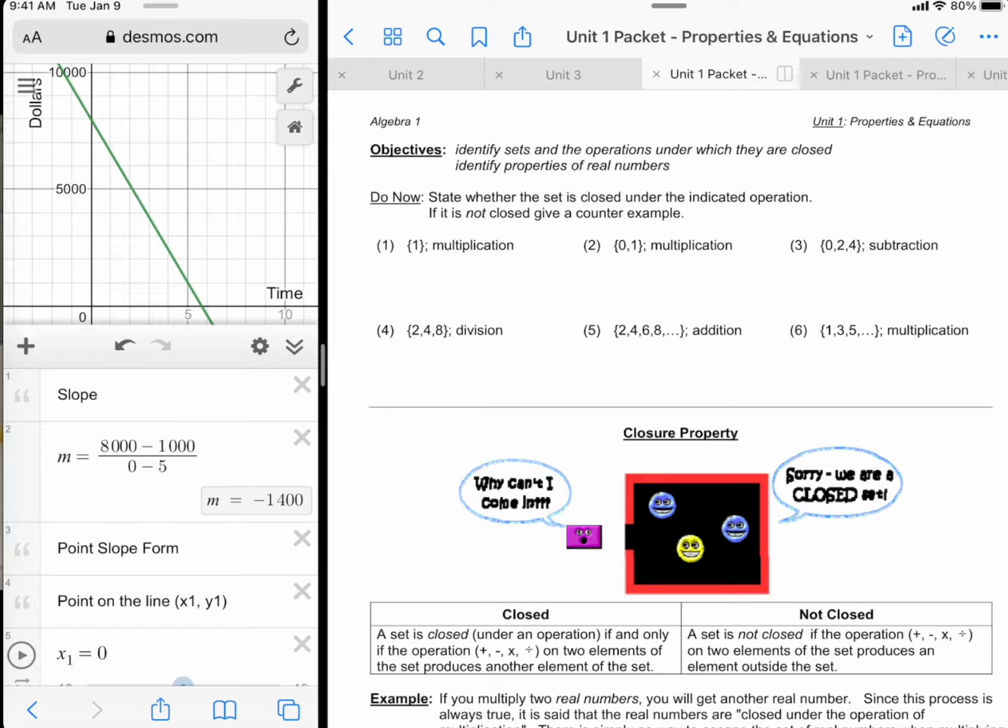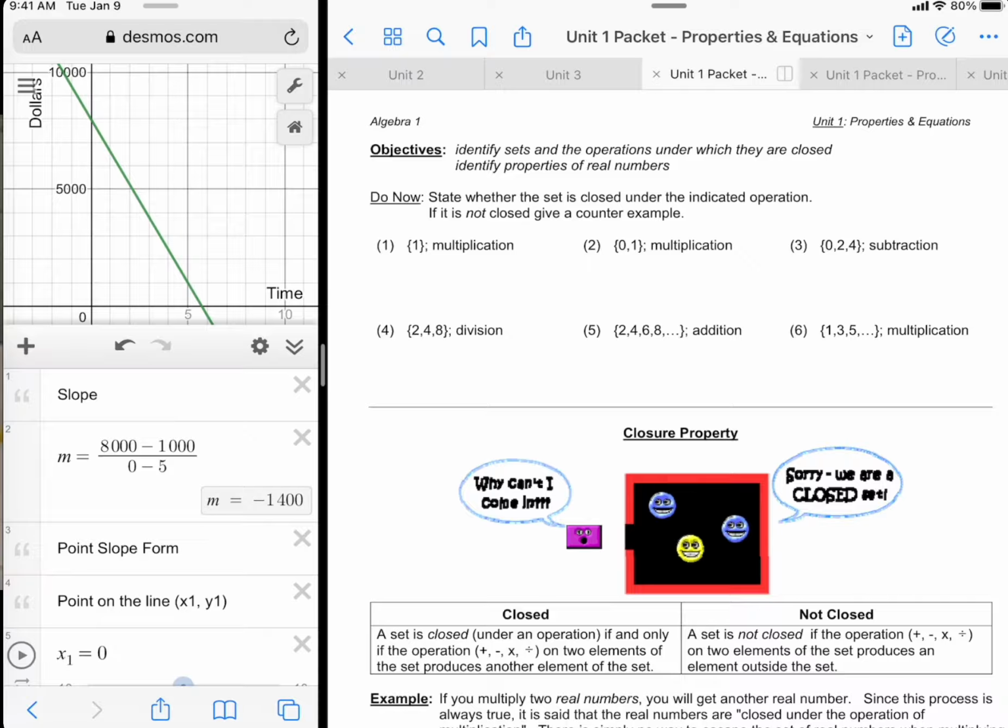It's kind of weird because it's sort of like a counterintuitive concept. All right. So anyway, the objective: identify sets and operations under which they're closed. Identify properties of real numbers. Those properties, you got your commutative property, associative property, identities, and all that good stuff. So we'll cross that bridge in a little bit.